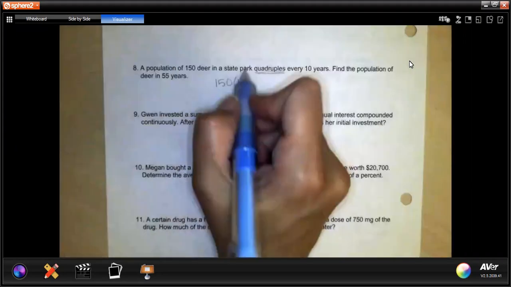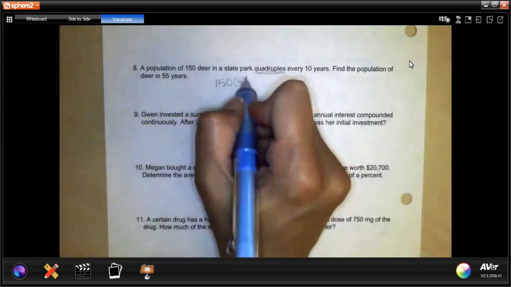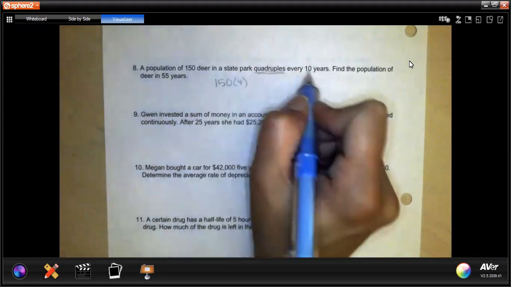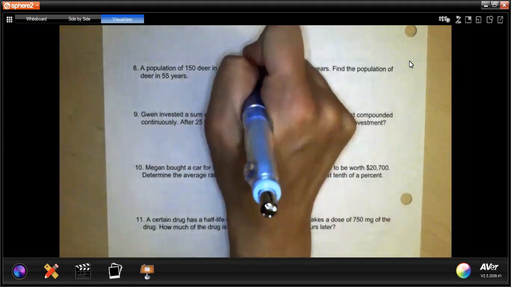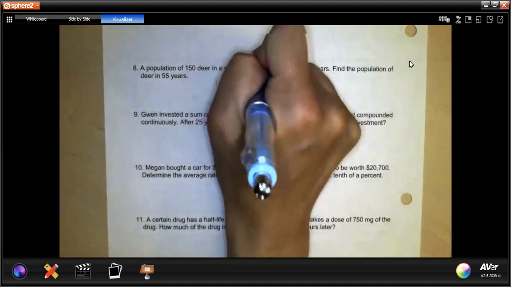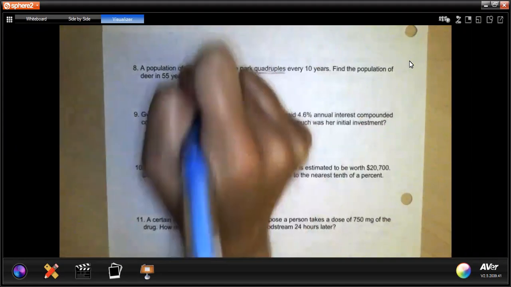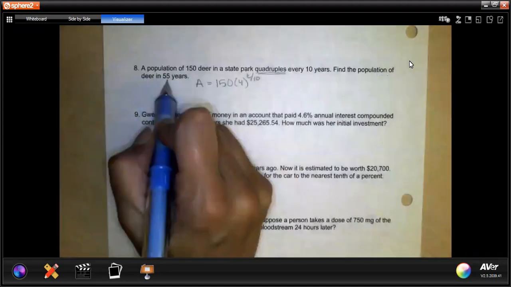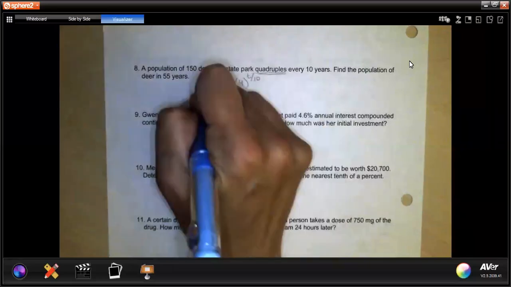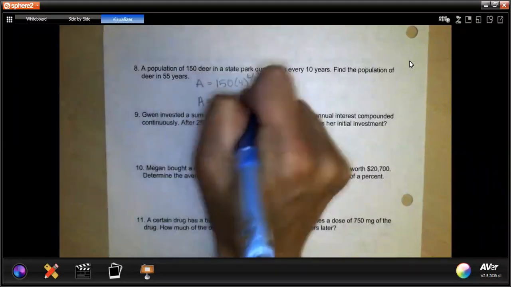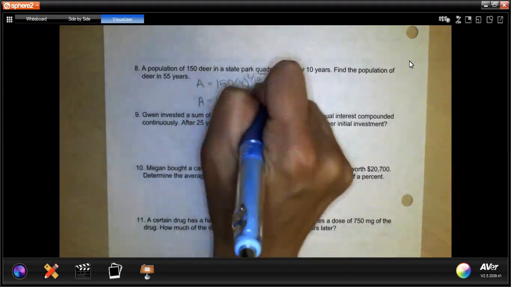Now, we wouldn't put t up here because then it would do it every year. It says it quadruples every 10 years. So this would be t over 10. There's my equation. Now it does give me 55 years, so I would plug in the 55 for the t. So I get A equals 150 times 4 to the 55 over 10.